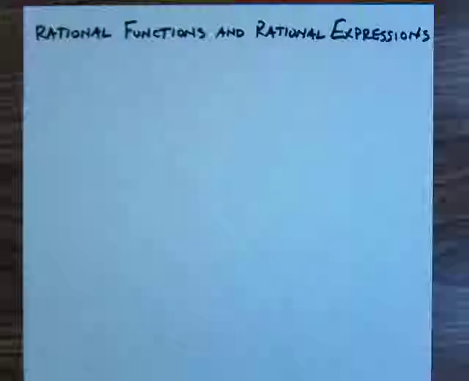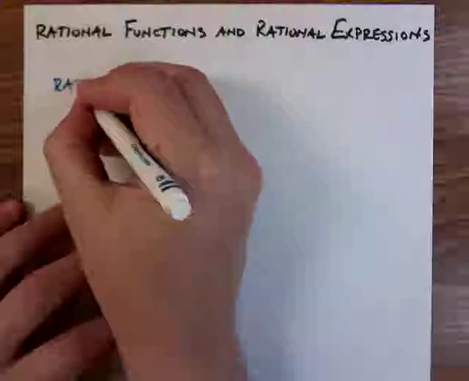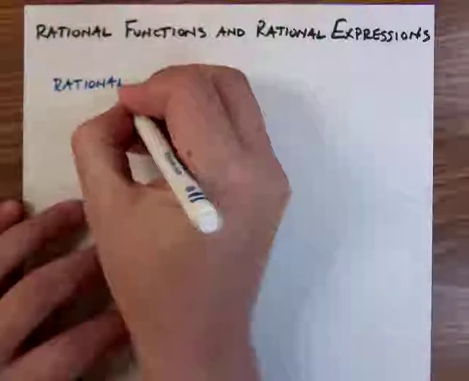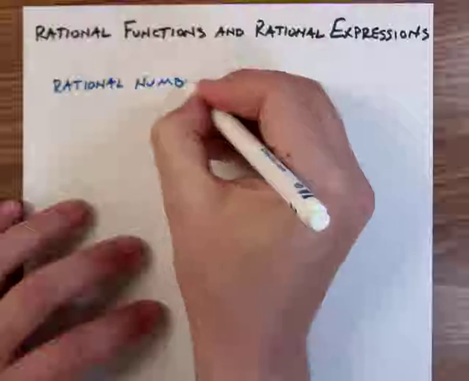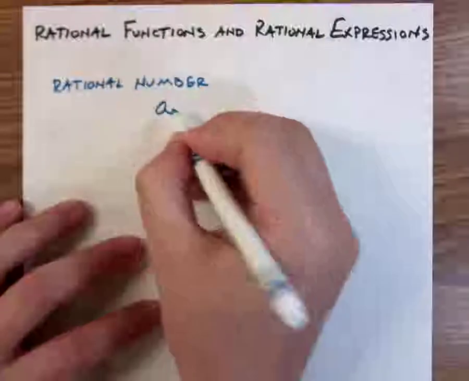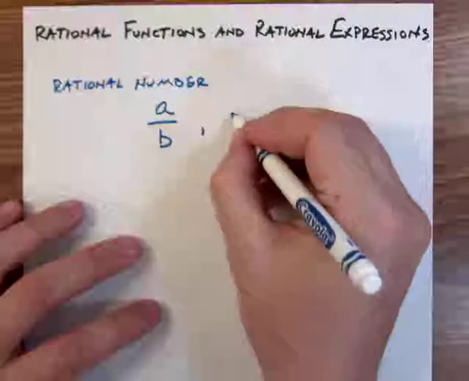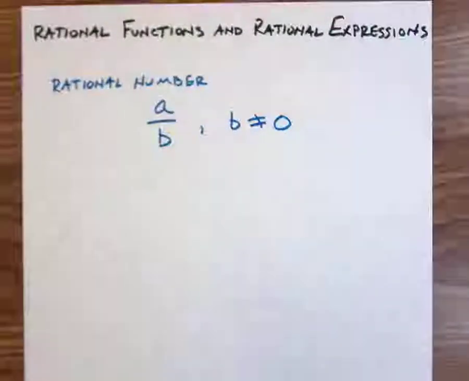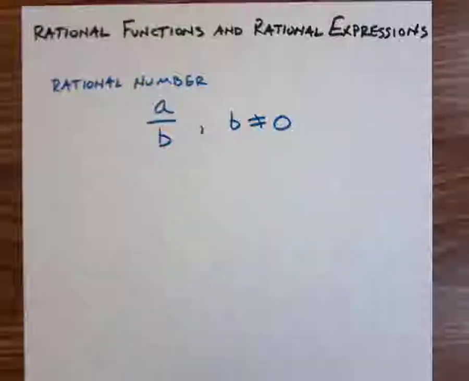We're going to talk about rational functions and rational expressions. And you probably have not dealt with rational functions or rational expressions before, but I bet you've dealt with rational numbers. A rational number looks like this. Something over something, and the denominator can't be 0. So someone explain to me why in this particular rational number can the denominator not be 0?